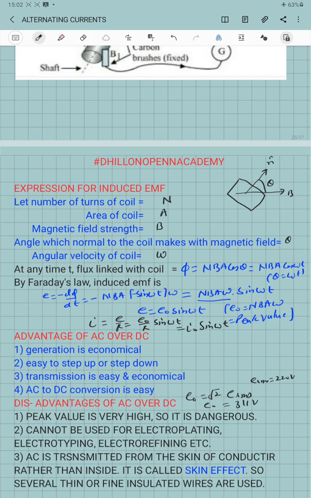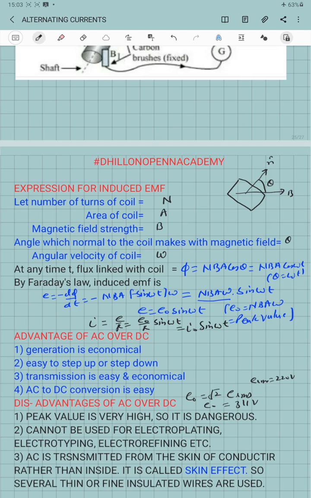Also, AC cannot be used for electroplating, electrotyping, or electrorefining. We cannot make electromagnets from AC, because all of these things require a constant current flowing in one direction, which is not possible with AC. AC is transmitted through the skin of the conductor rather than inside it. Whenever AC currents flow through wires or conductors, they always flow through the outer surface of the conductor. We call this effect the skin effect.